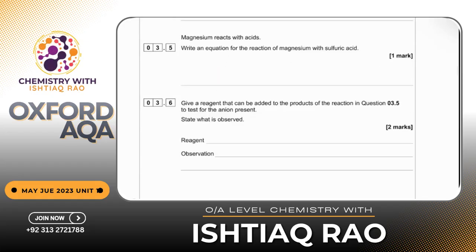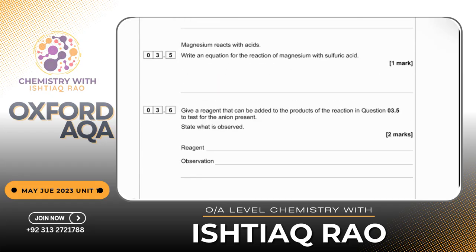Simple. Magnesium reacts with acids. Write an equation for the reaction of magnesium with sulfuric acid. When magnesium reacts with sulfuric acid, it forms magnesium sulfate and hydrogen gas. We are supposed to write water when an acid reacts with a base, not a metal. It's a metal with acid. That's the difference.